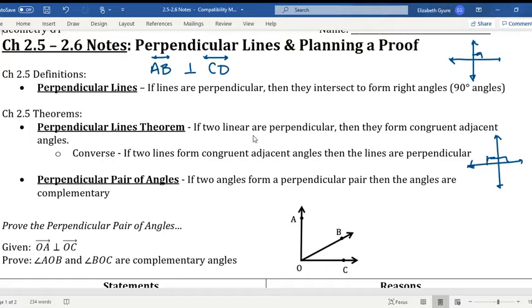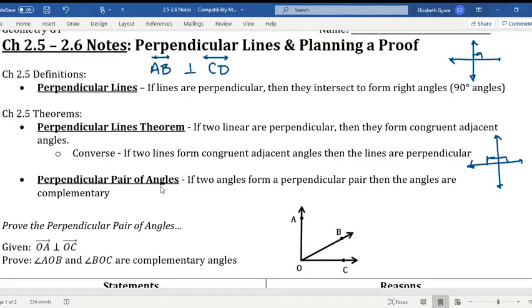And then sometimes the converse is used. That says if two lines form congruent adjacent angles, then the lines are perpendicular. Those aren't used as often. It's just important, like in proofs, to realize that if one is a right angle, then the one next to it is a right angle, therefore they're congruent.